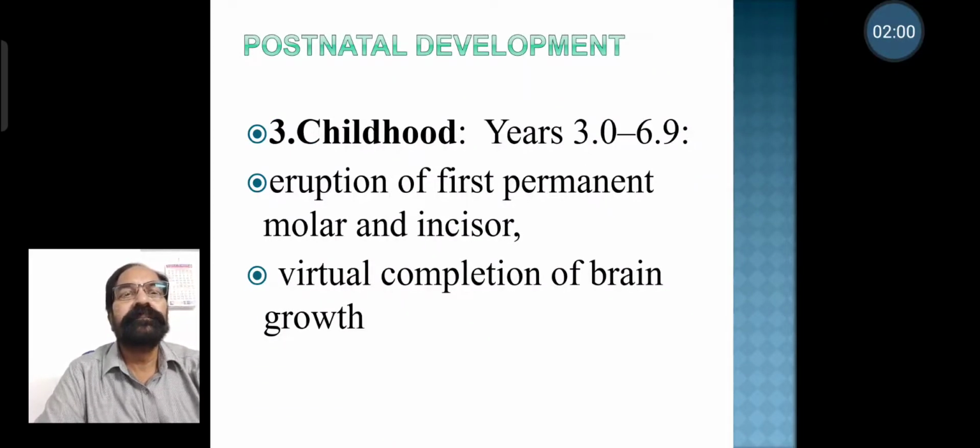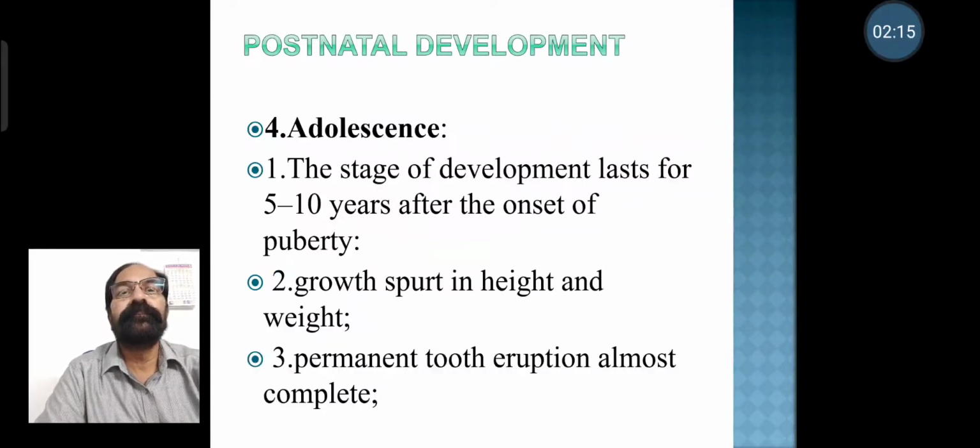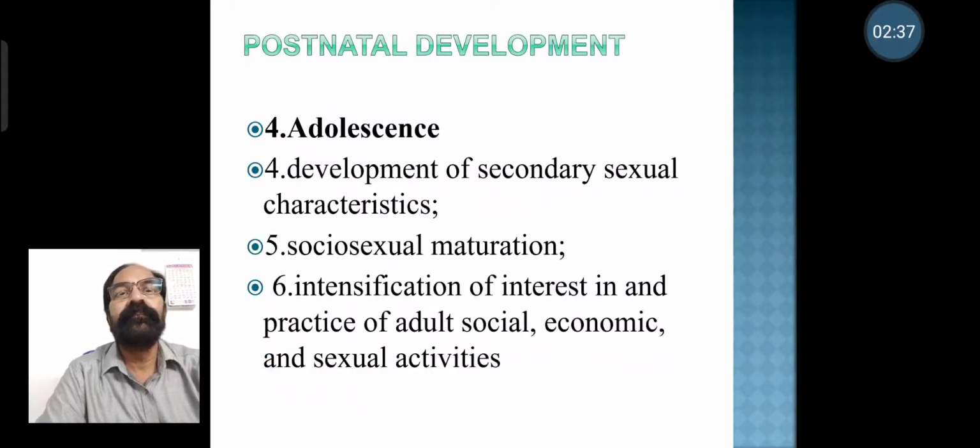Then childhood, that is from 3 to 6.9 years. In this there is eruption of first permanent molar and incisors and virtual completion of brain growth. Then adolescence. The stage lasts for 5 to 10 years after the onset of puberty. There is growth spurt in height and weight and permanent tooth eruption almost complete. Development of secondary sexual characteristics. Socio-sexual maturation. Then intensification of interest in the practice of adult social, economic and sexual activities.